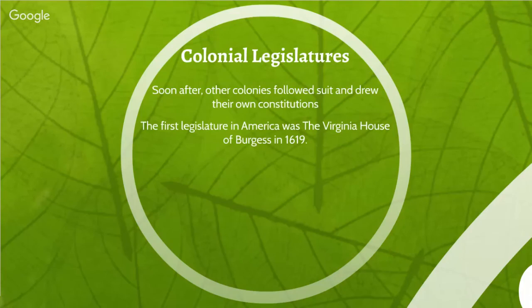So soon after the Fundamental Orders of Connecticut, other colonies said, hey, we want the power to elect our own representatives. So they drew it up in their own constitutions. The first legislature in the United States was something called the Virginia House of Burgesses. And the Virginia House of Burgesses was extremely important here in the United States because it's the basis of all legislatures that we've had in the U.S. and most closely resembles our House of Representatives in the United States Congress today, with representatives being assigned by population in the state of Virginia.